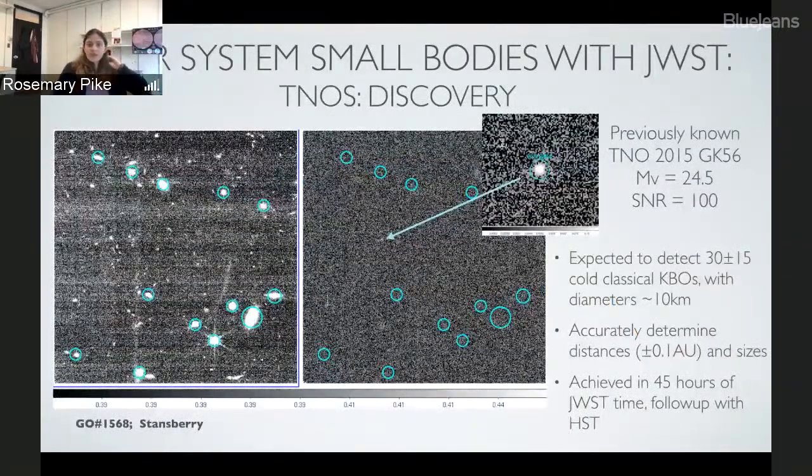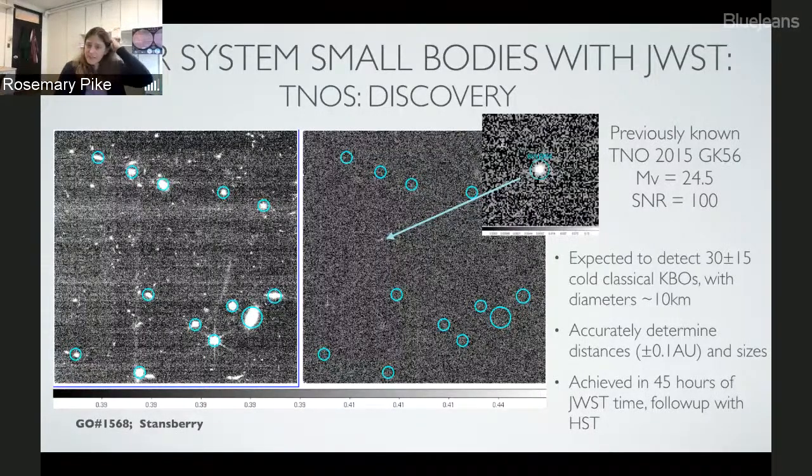So these are results from a TNO discovery survey, which is about 45 hours on JWST, looking at a pencil beam survey where they're trying to find moving objects. So on the left, you can see one of the images and then a stack, and then on the right, that's the image with the sources removed. And you can see there's that very faint little object right there that is a TNO. So that one is previously known.